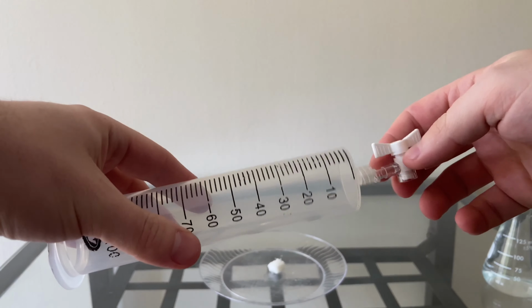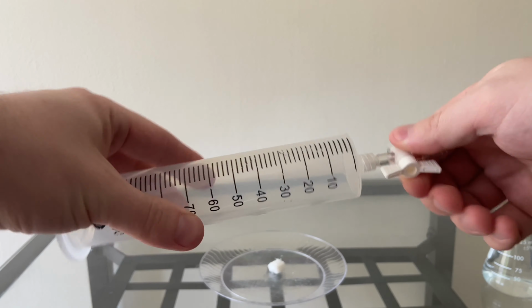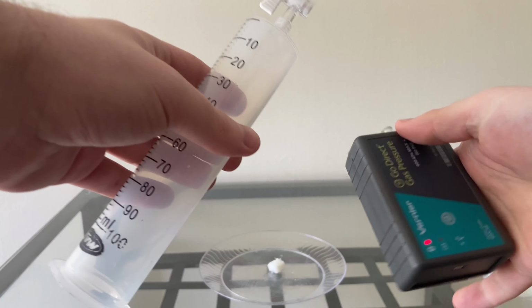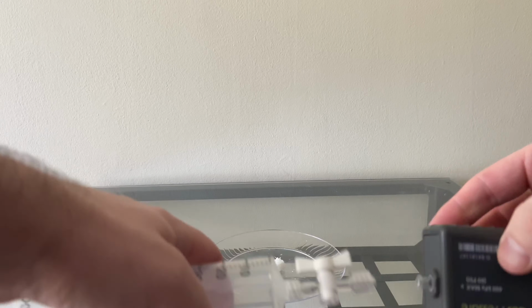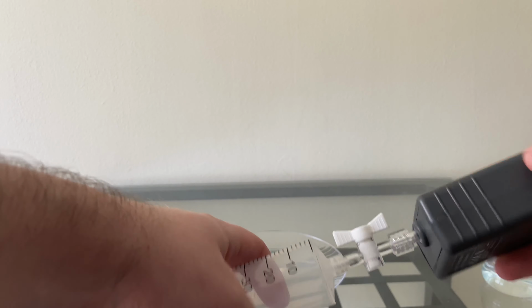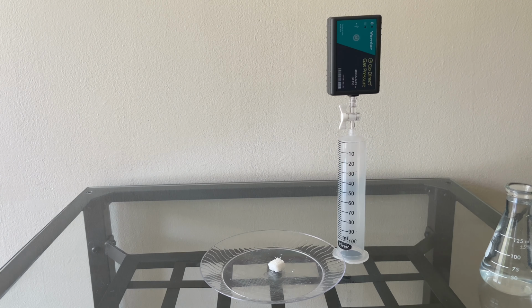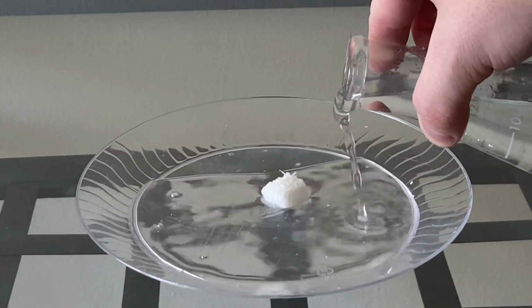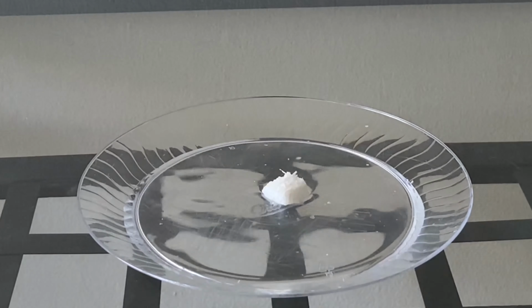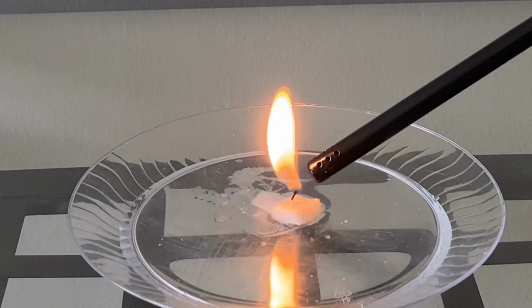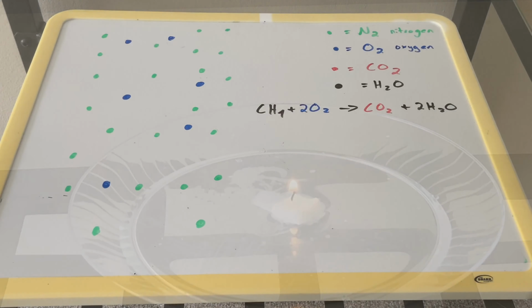So for my container, I'm going to use this large syringe here with the plunger taken out. You'll see right now I'm attaching a pressure sensor to that so we can monitor the pressure as we put this container over our candle. We'll get the candle and the water set up here. We're going to light the candle and let's talk about the reaction that's going on there.